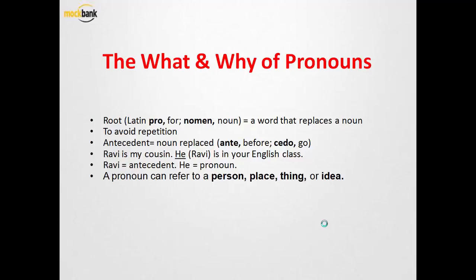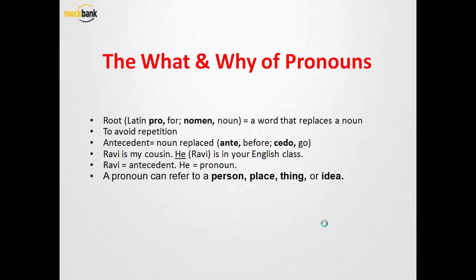Let's start with the definition of pronoun. The word pronoun is derived from the root word Latin. The first word is pro, which means for, and the second word is nomen, which means noun. If you combine these two words, the result would be for noun. That means a word that replaces a noun is called a pronoun.